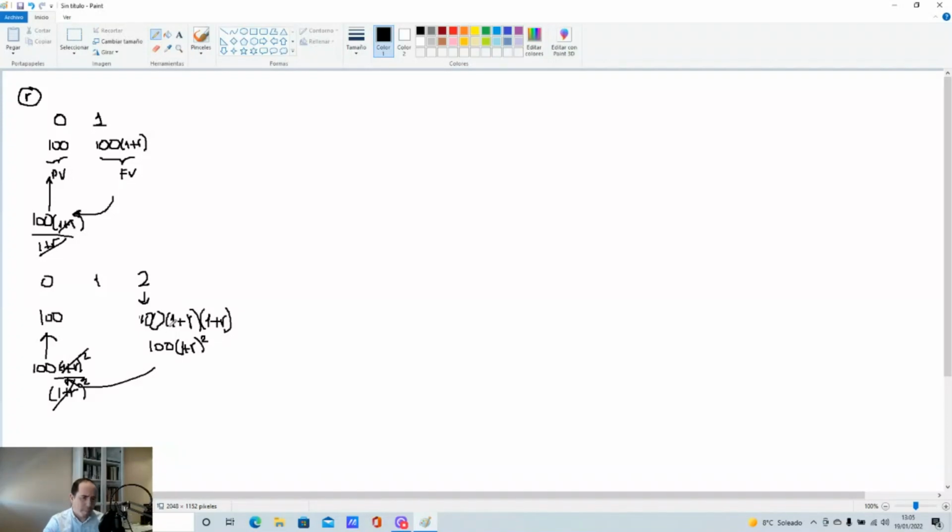So whenever we are in year 1, we need to divide by 1 plus R. In year 2, we need to divide by 1 plus R, all of that at exponent 2. This is a basic idea, probably really easy to understand, but then we will need to apply that to a more realistic case.